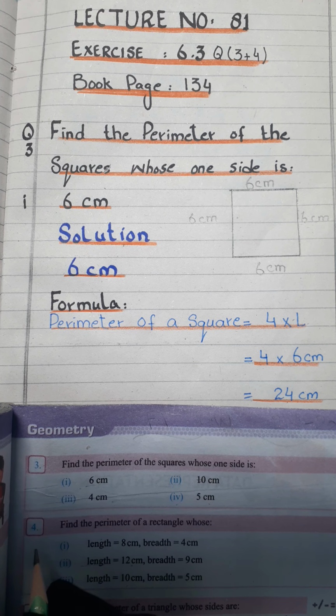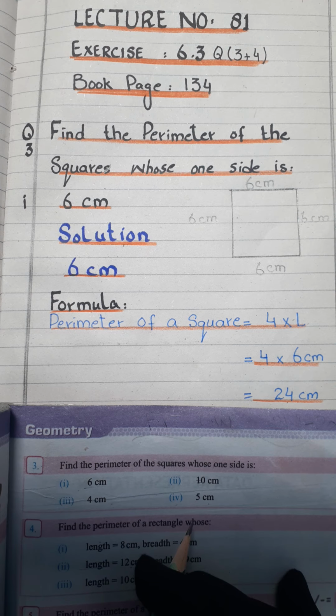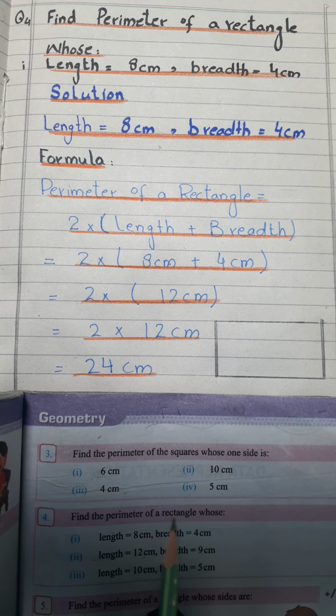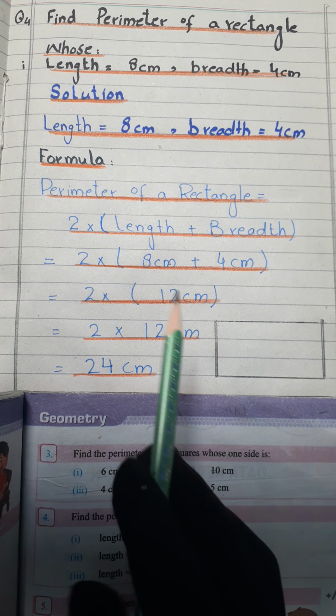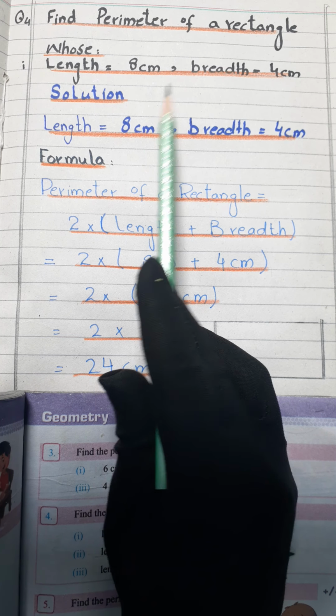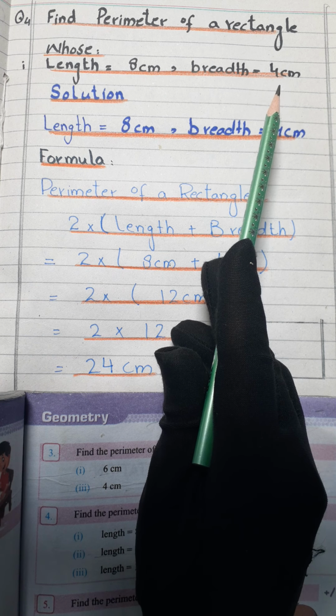Now question number 4, find the perimeter of a rectangle. Look at how you can solve this question. Find the perimeter of a rectangle whose length and breadth are given. I solved the first part for you. Just look at it: find the perimeter of a rectangle whose length is equal to 8 centimeter and breadth is equal to 4 centimeter.